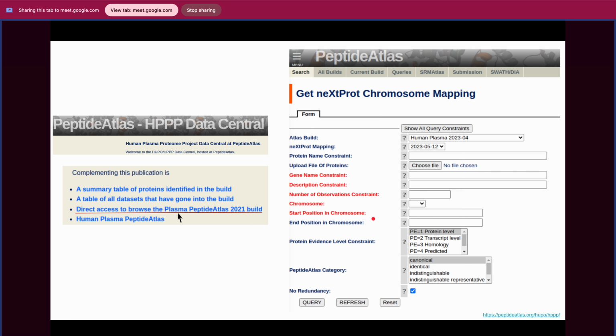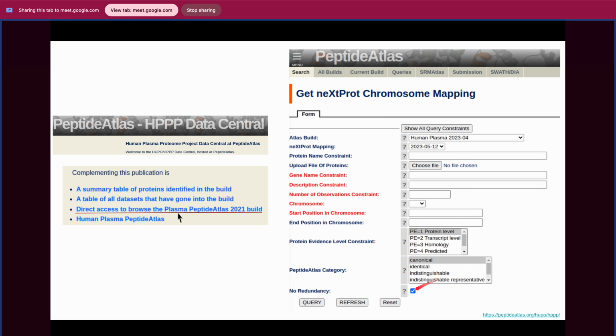Then start position in chromosome, so that we can verify, and end position, that we can also specify. Protein evidence level, for example, we are only interested in protein level evidence, so that we can also select. Peptide Atlas category, so that we can also select whether that peptide should be canonical, or identical, or indistinguishable. So all these come under the query section, and this helps us to make our search better.